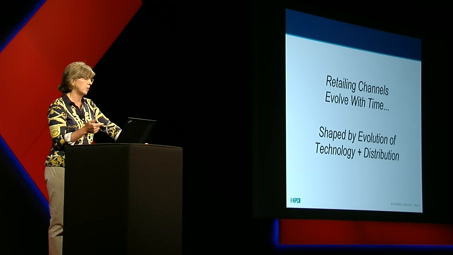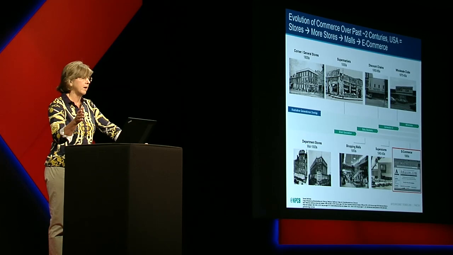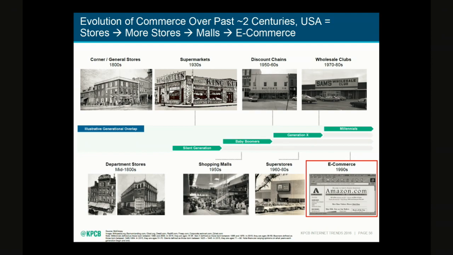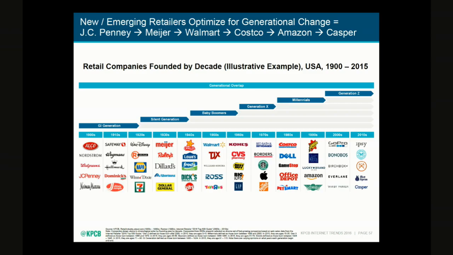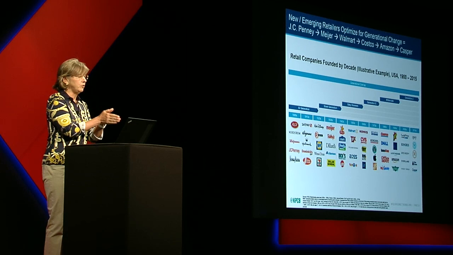Retailing channels also evolve with time, shaped by the evolution of technology plus distribution. This is the evolution of commerce in the US over the last couple of centuries. We went from stores to more stores to malls to e-commerce. This looks at the new and emerging retailers that have optimized for generational change over the last couple hundred years. JCPenney for the GI generation, Meijer, Walmart, Costco, Amazon.com, and brands and companies like Casper for Generation Z and millennials.